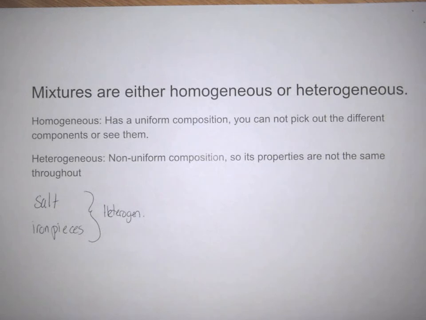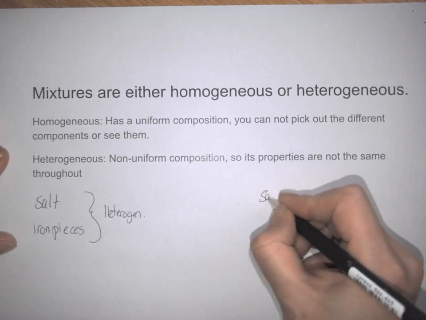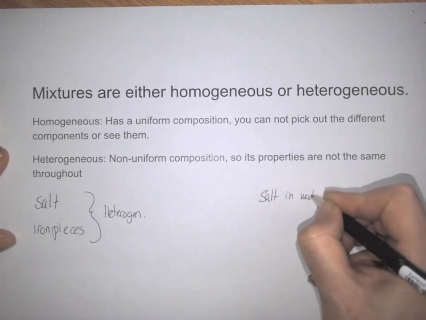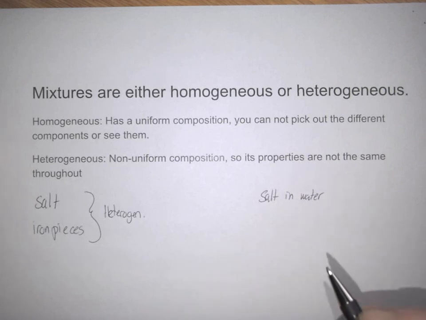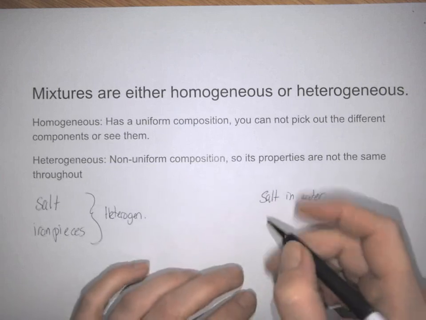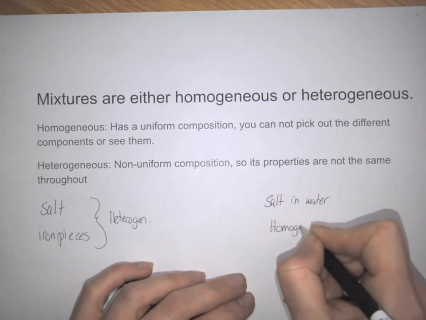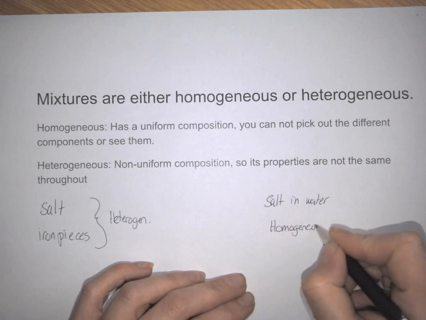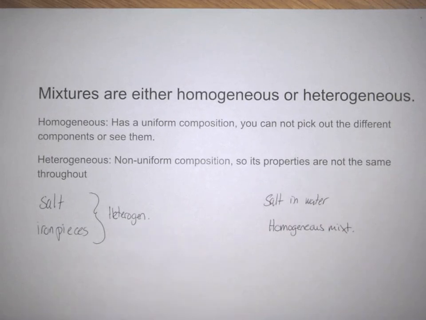A homogeneous mixture is, for example, if you put salt in water. It's not that the salt is reacting with the water and creating another compound, but it will dissolve. So you cannot easily pick out the salt particles from the water because it's dissolved. So in this case it's a homogeneous mixture. So a homogeneous mixture is when you cannot pick out the different components to see them, while in the heterogeneous you can easily separate them from each other.